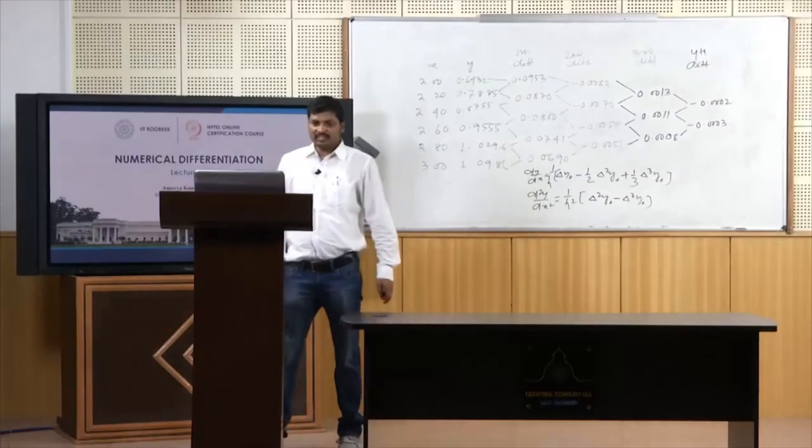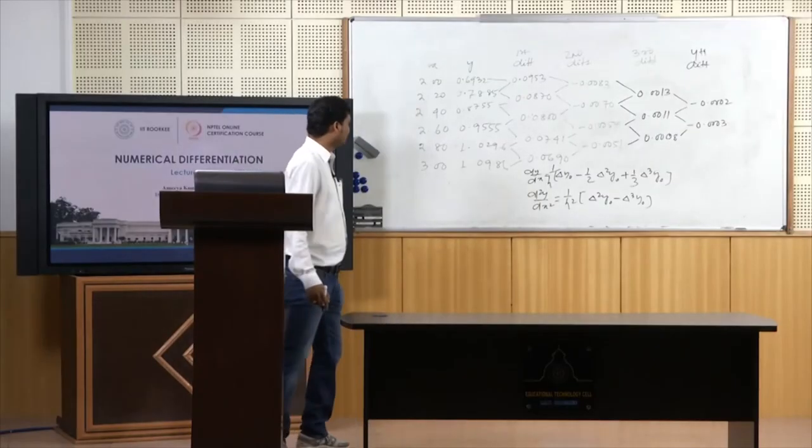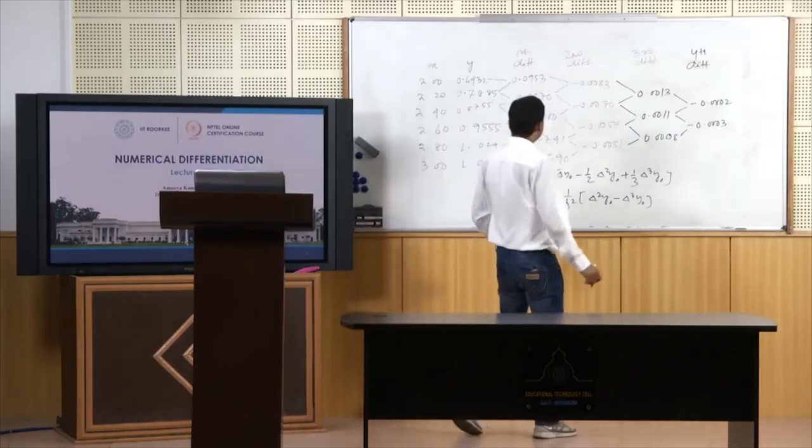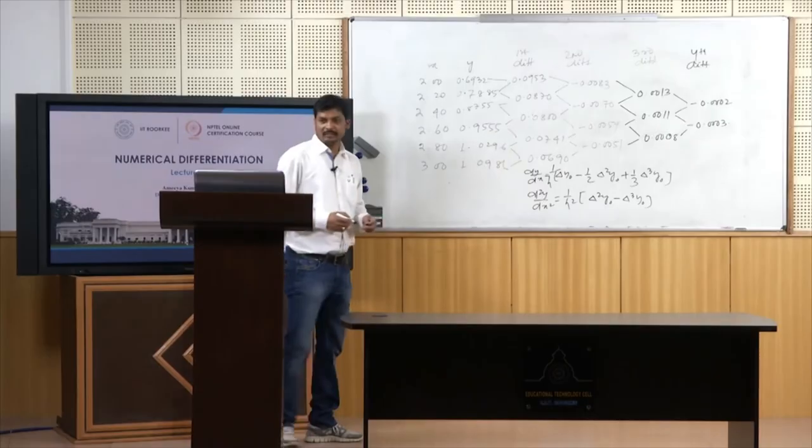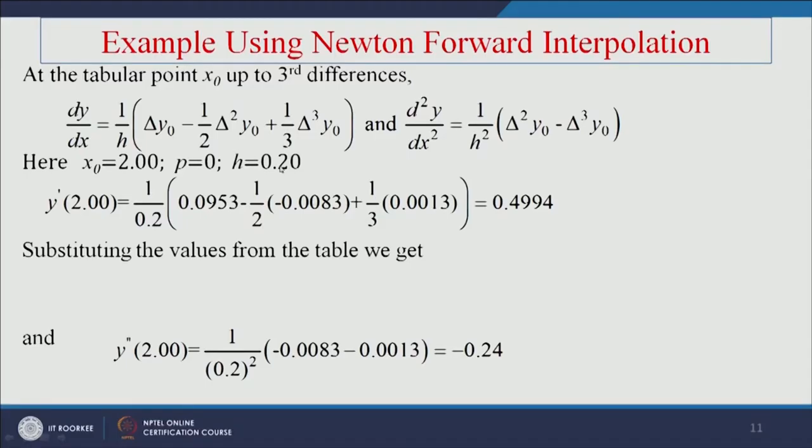So if you just put these tabular values for x 0 equals 2.0 here, then we can obtain this first difference term as, like, x0 equals 2.00, so h equals 0.20 also. So that is why y dash at 2.00 can be written as 1 by 0.2 into the first differentiation value, that is 0.0953 minus half into minus 0.0083 plus 1 by 3 into 0.0013, this equals 0.4994 here.